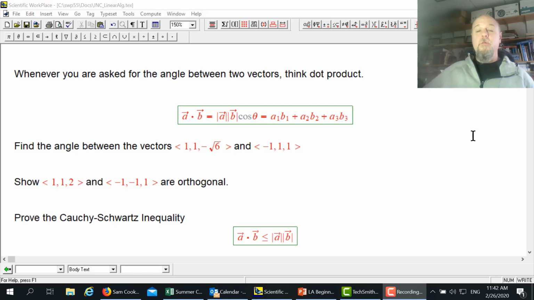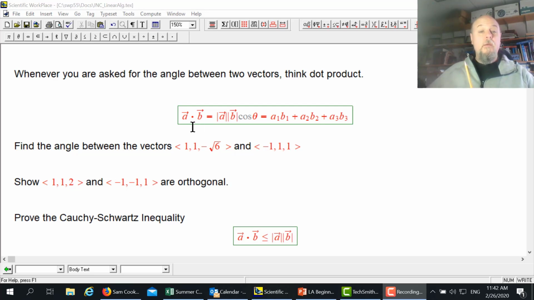So we're going to finish up with dot product today. And I want to emphasize that whenever a question asks about the angle between two vectors, what we want to do is think about the dot product, because that's our formula that has the angle in it.